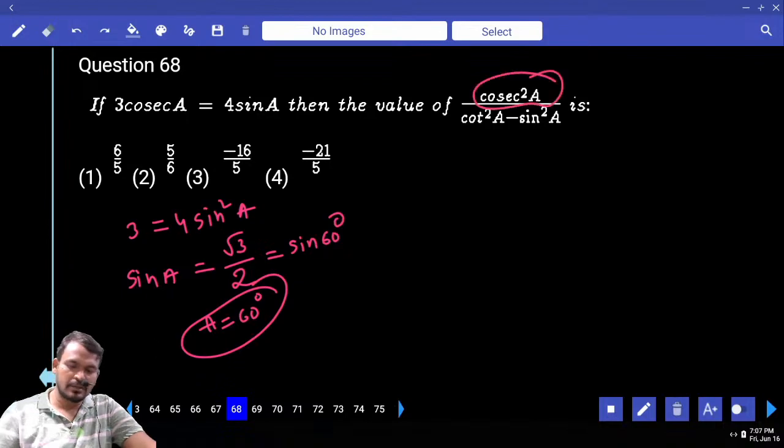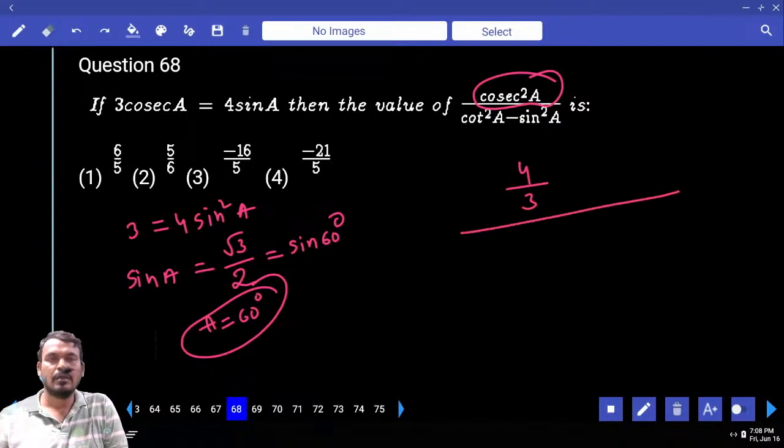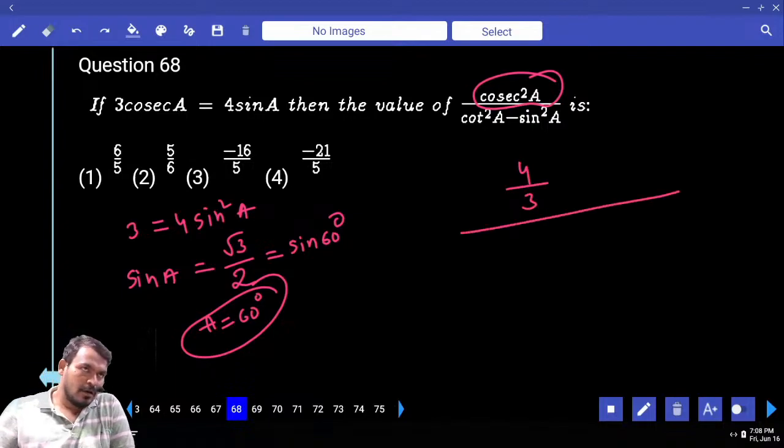Cosecant square A means cosecant square 60, or not? What is the cosecant 60? Sine 60 is root 3 by 2, so cosecant is 2 by root 3, or not? Nothing but 4 by 3, divided by cot square A. Cot 60, how much? 1 by root 3. 1 by root 3 squared means 1 by 3, or not?